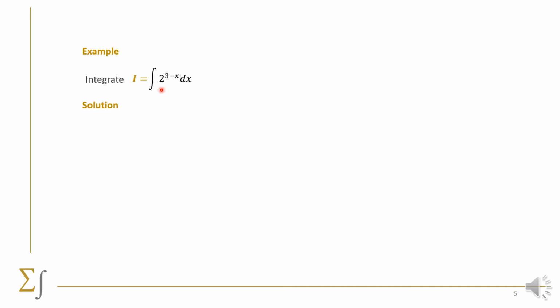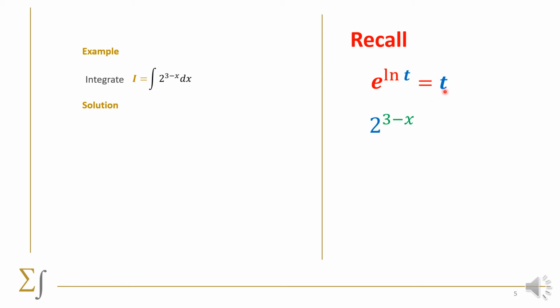Here I will put I equal to the integral, and I'll take you to the margin so that I remind you of an important property of exponential and logarithmic functions. We know that e and ln are a function and its inverse. So e power ln t is simply, yes, t. So if I take this t and I replace it by 2 power 3 minus x, let's see what we can write. 2 power 3 minus x is the t.